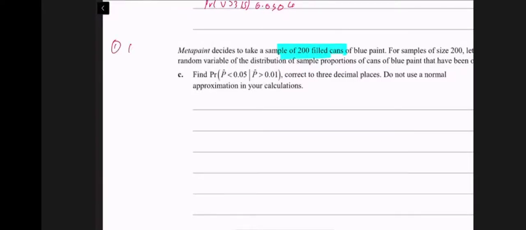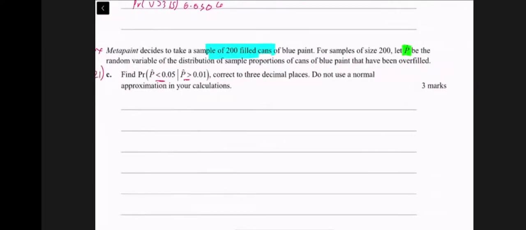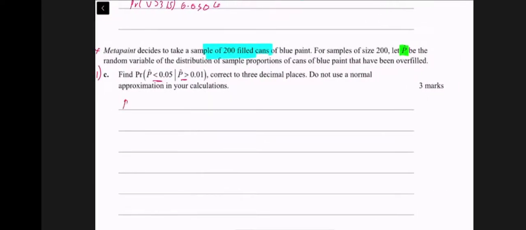So 1, convert to x, and then 2, make sure the inequalities have equals in them. So you want less than or equal to, greater than or equal to. And 3, just do what you normally would when you have x. So first thing to do is convert to x. So just multiply both of these values by n, and then replace p with x.